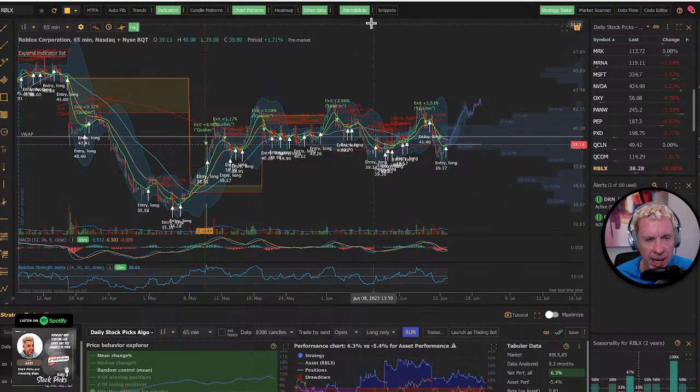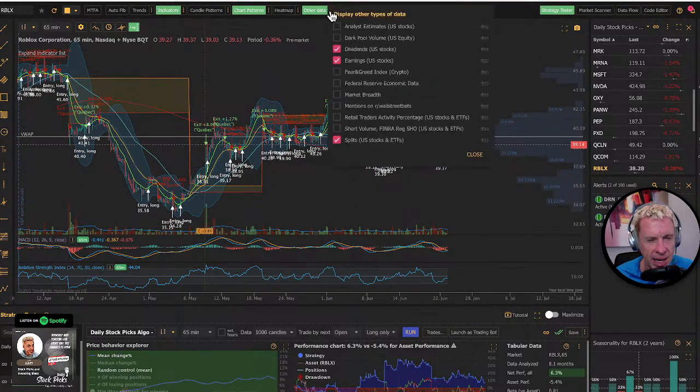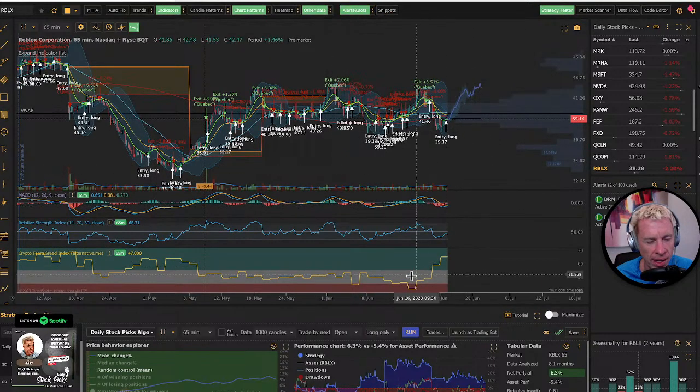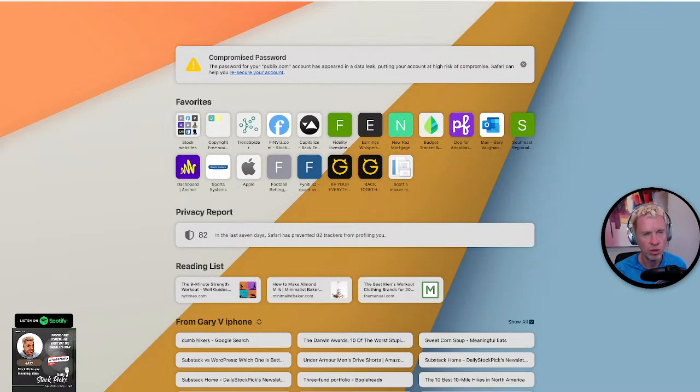Now, the other thing that I was looking at last night was the Fear and Greed Index. Look at that. This is a fear and greed index. If you want to read about it, let's see. TrendSpider Fear and Greed Index.